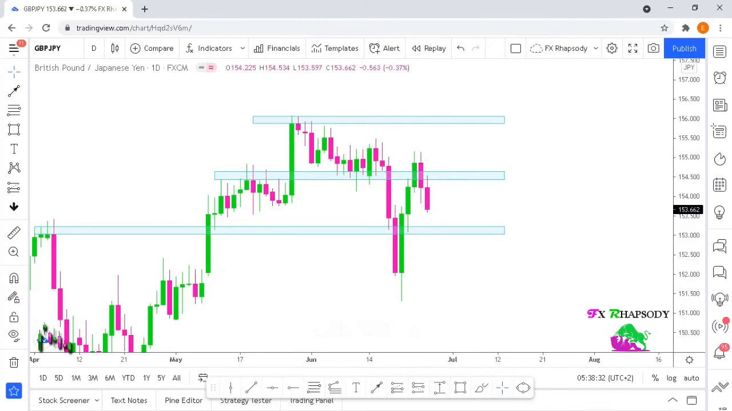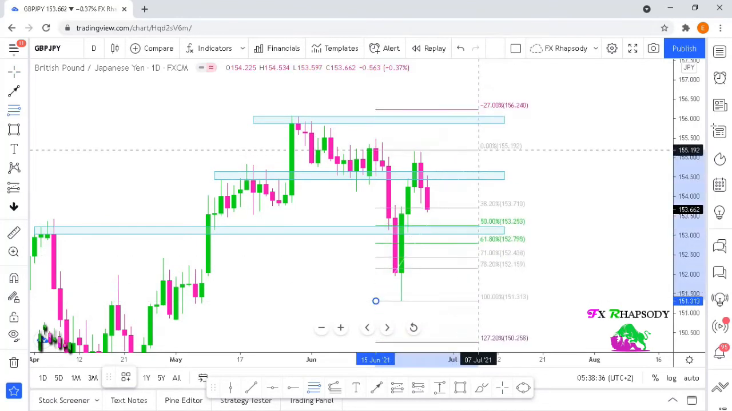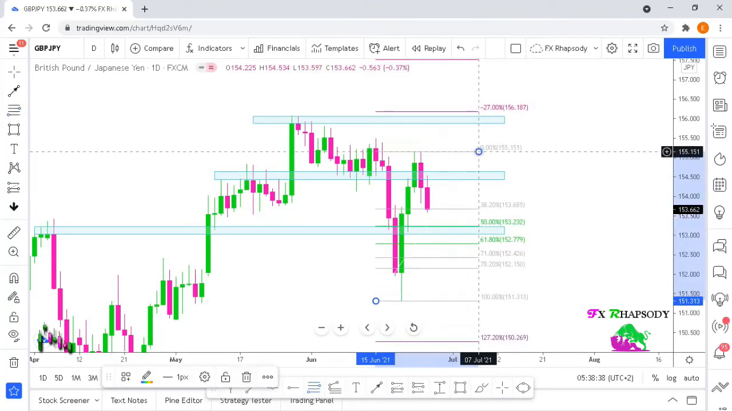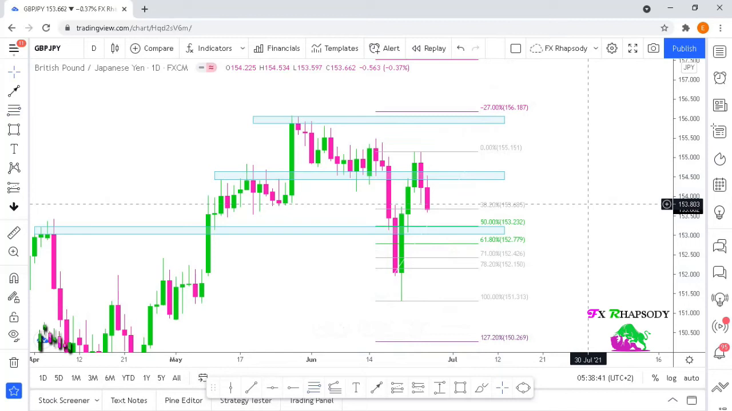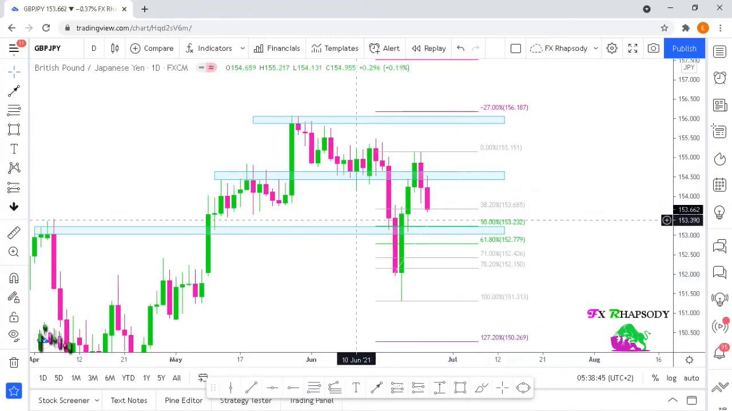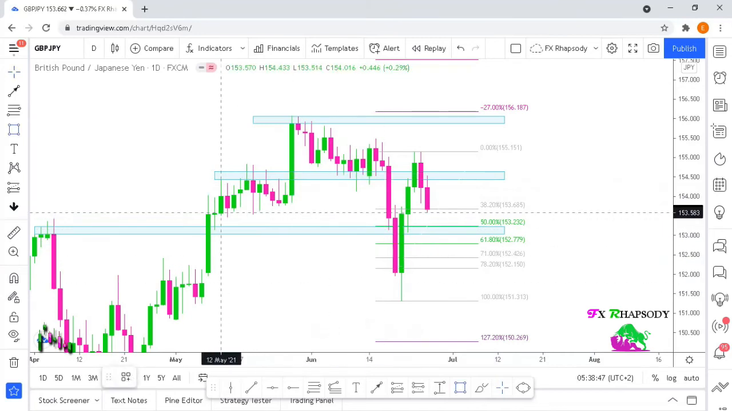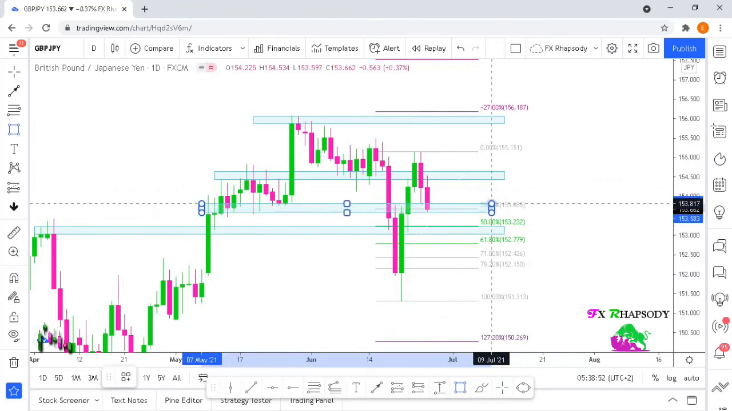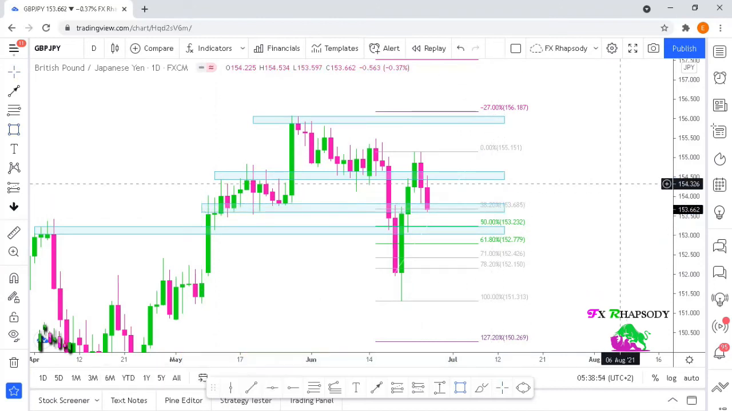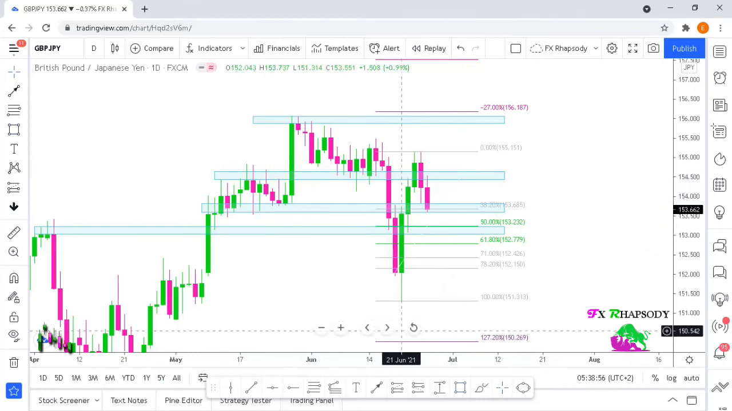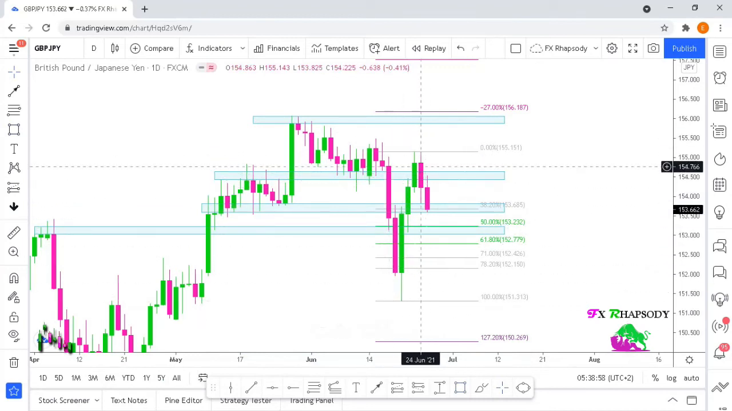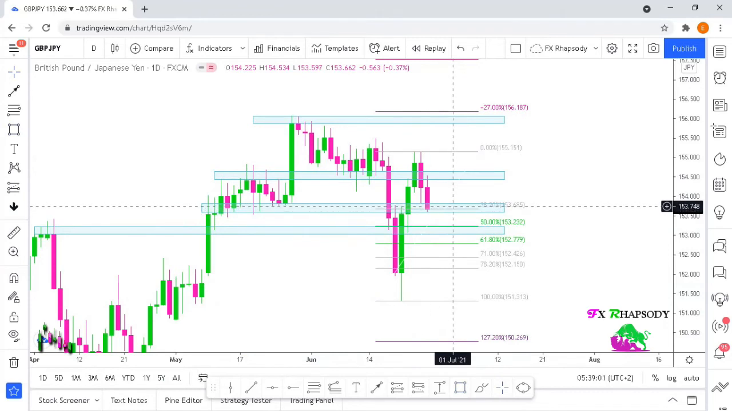Now, if I take my Fibonacci from the low to the high, because price was heading up, okay, you can see how there's another area over here. There we go. It's another area, and you can see what the Fibonacci showed us. From the low to the high, price pushed up, came down, and it's testing this support area here on the 38.2.